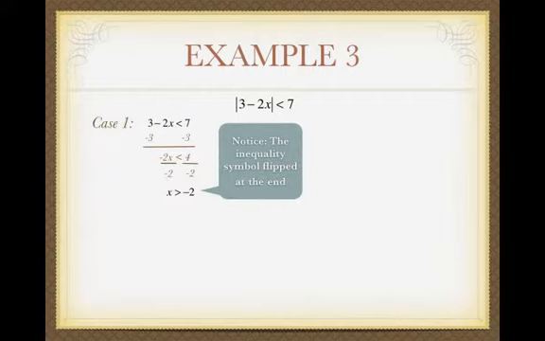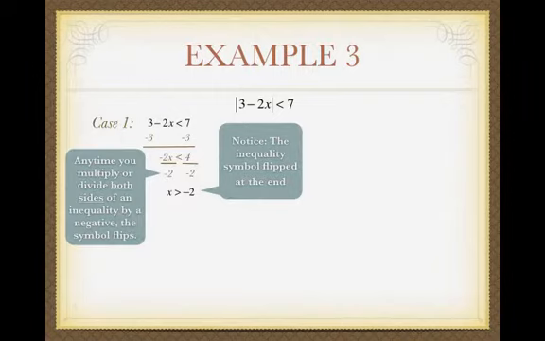Okay, and the reason for this is that when we divide both sides of an inequality by negative 2, or any negative number, the symbol will flip. And you have to be dividing or multiplying both sides of the inequality by a negative. If that 2 was positive and the 4 was negative, we wouldn't flip the sign. We only flip it when we are dividing or multiplying both sides of the inequality by a negative.